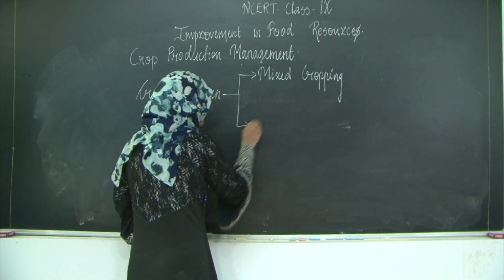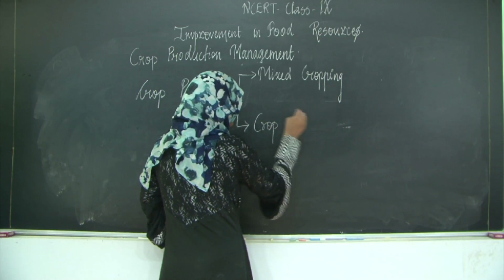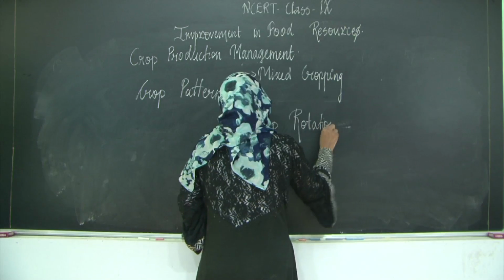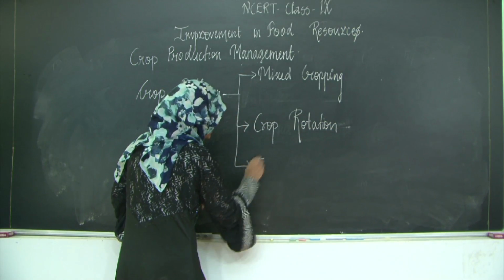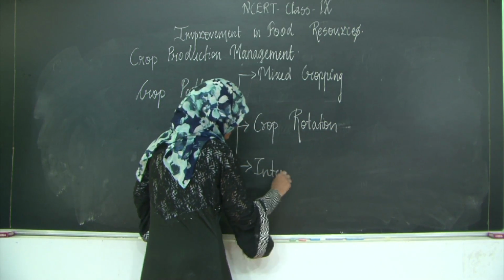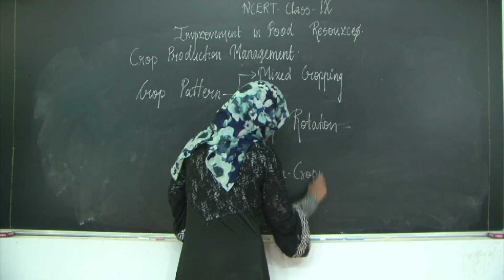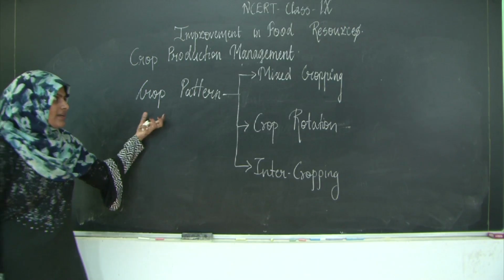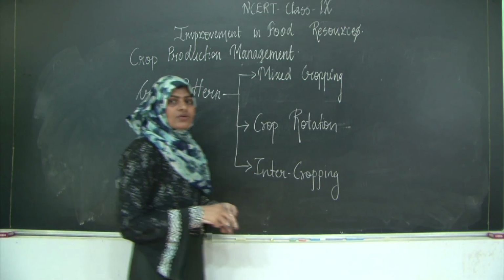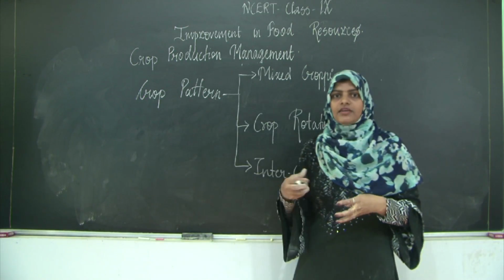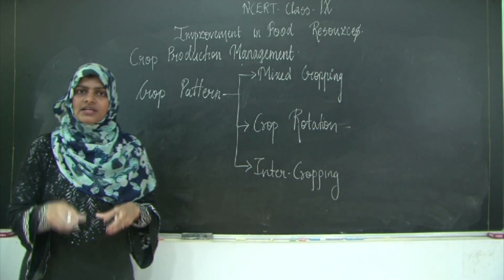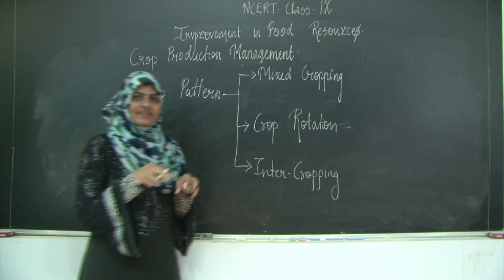Then I have crop rotation and I have intercropping. So these are the 3 different cropping patterns. First, in mixed cropping, sometimes it may happen that the farmer grows one type of crop in a particular land, and suppose that particular crop gets infested by pests.